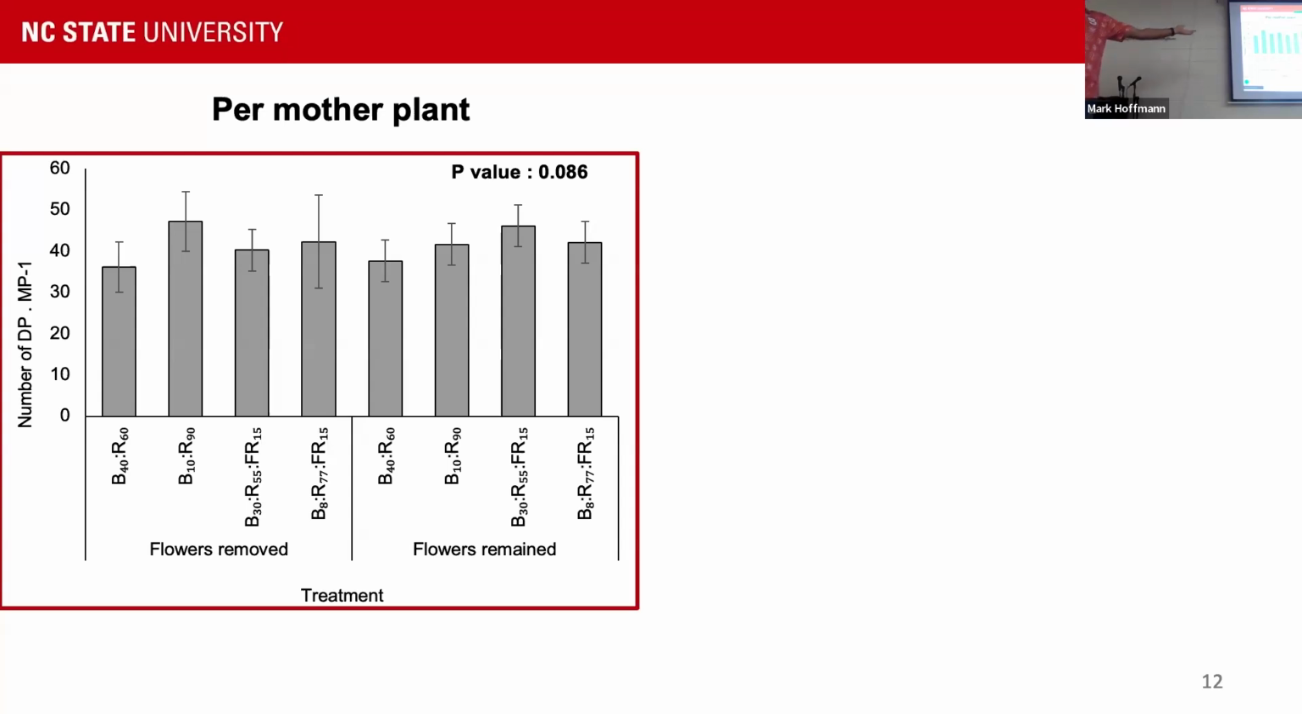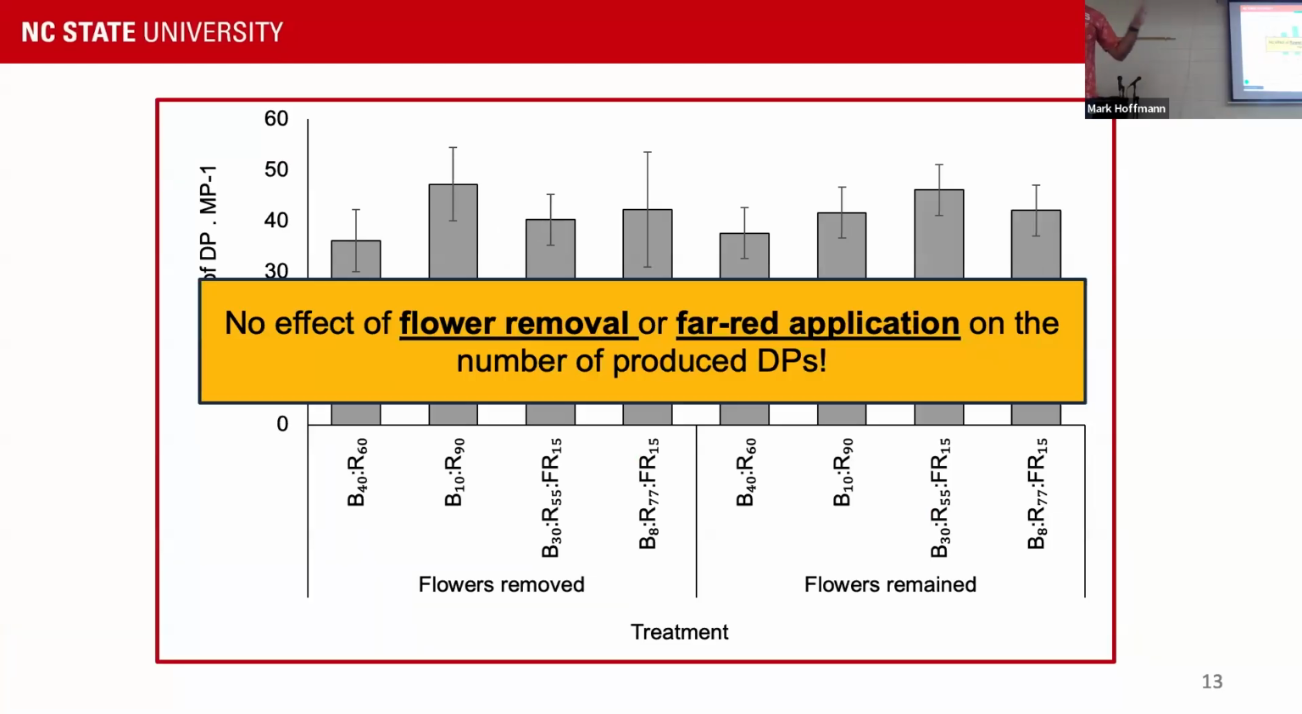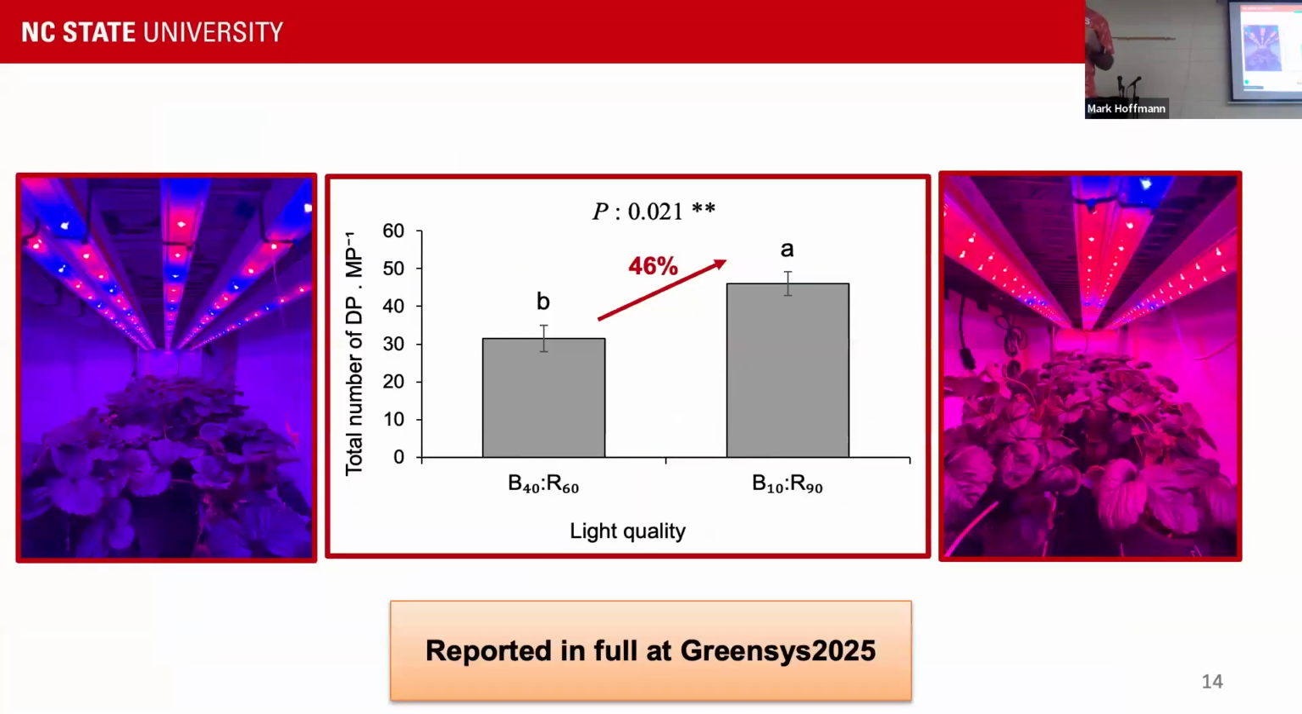Also, there was not an effect of adding far red. You can see per area, this is around 30, 35 to 50 plants per mother plant, which under this planting density of 12, is around 400 to 600 plants per area. Yes, we did not see any effect of flower removal or far red application on the number of produced daughter plants.